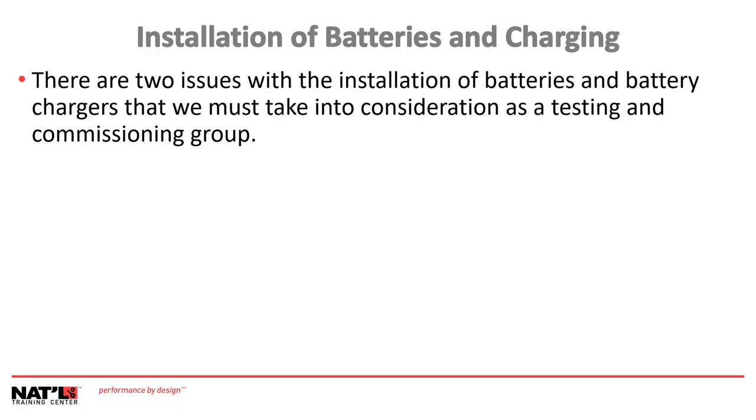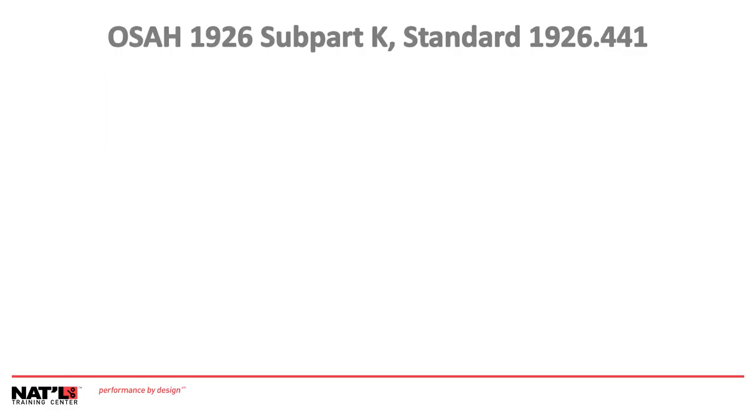There are 2 issues with the installation of batteries and battery chargers that we must take into consideration as a testing and commissioning group. We must inspect the installation for safety compliance along with functionality, and we must maintain safety during the installation and especially the commissioning phase. We must therefore be familiar with the OSHA construction regulations and manufacturer's instructions as it pertains to installation and commissioning. First, we'll look at the OSHA standard.